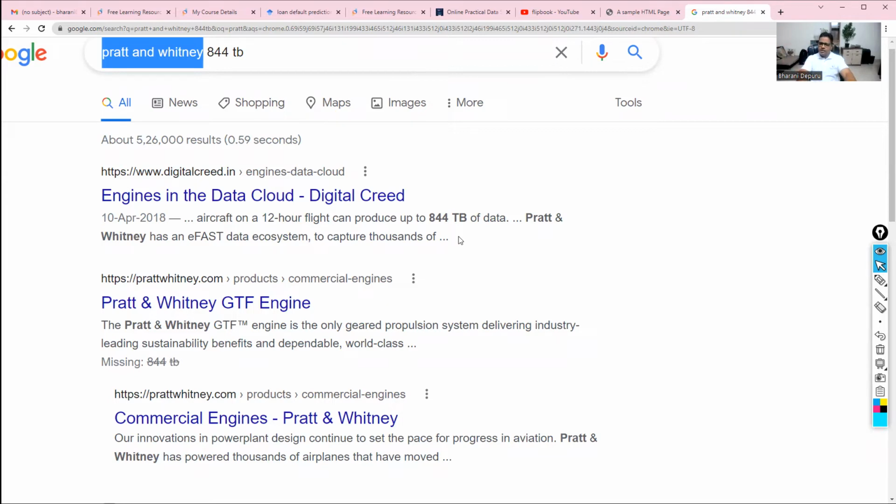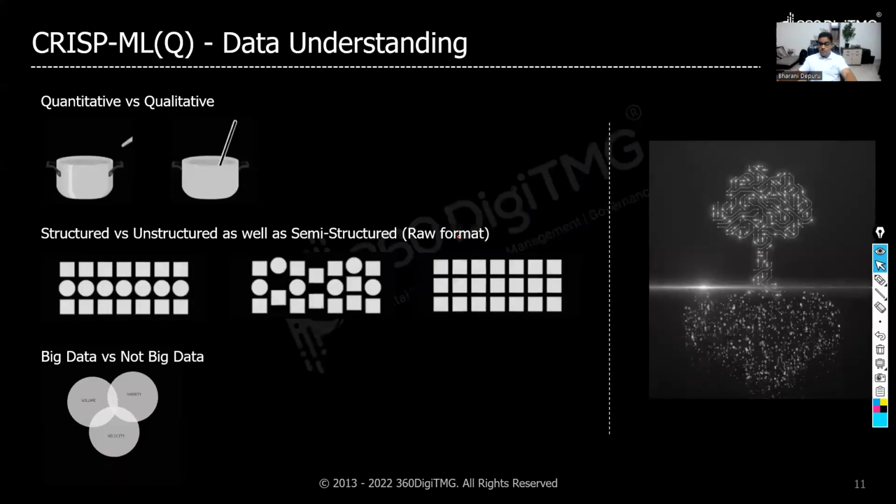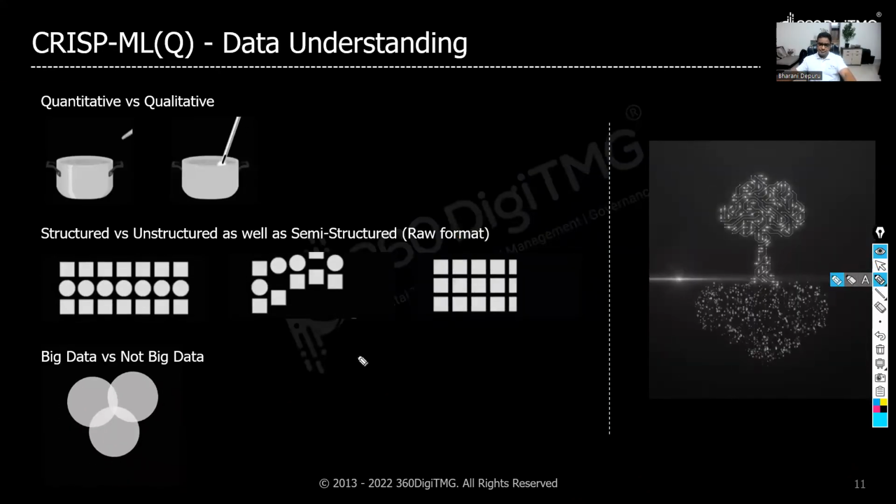How many flights would be flying in a given day? Just imagine the amount of data that gets generated. 844 terabytes of data. So the volume of data from a single flight, one single 12-hour journey, is 844 terabytes. We cannot store that on any of our laptops or computers that we have. And think about all the aircraft put together generating the data, all the turbofan engines generating data. That would be overwhelming, right? So that's a huge volume of data.